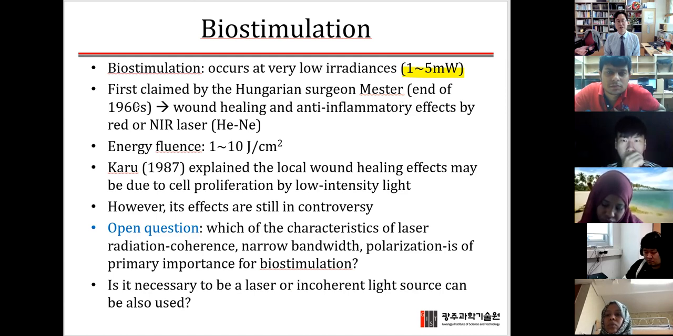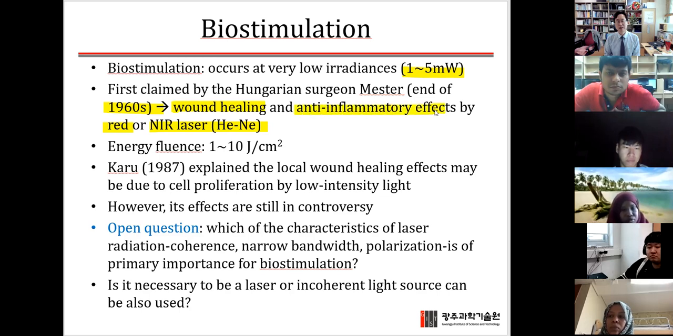And then in the 1960s, he found that by giving NIR laser, using the helium neon or red color laser, the wound healing process is much faster with the light. And also by giving the laser light, it causes anti-inflammatory effects. So both are very desired effects. So that was the first report.